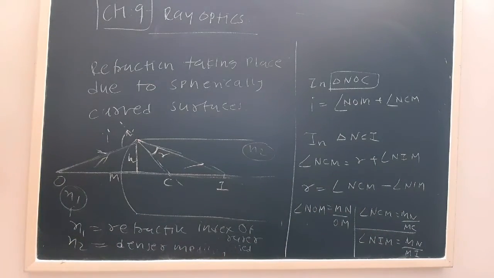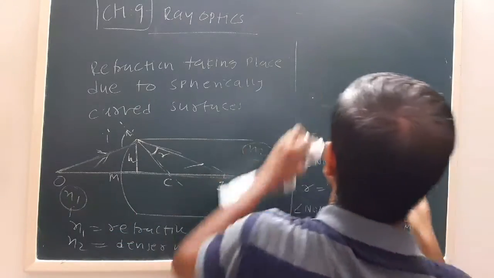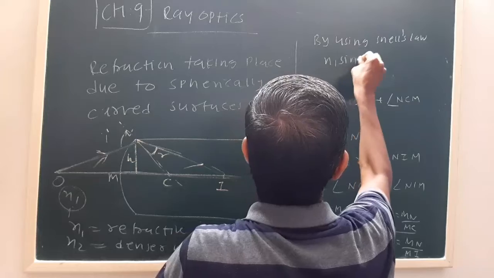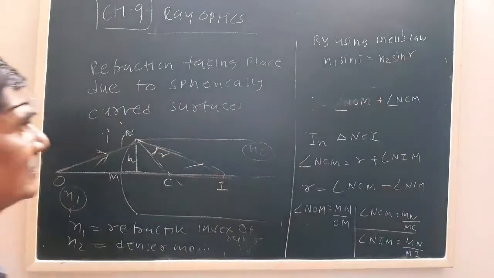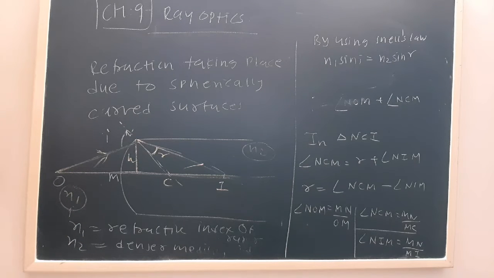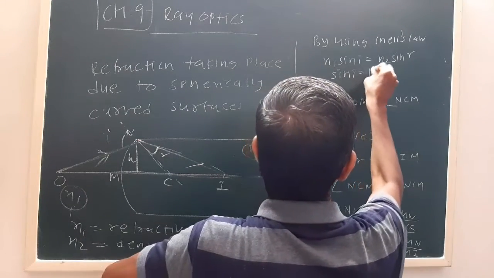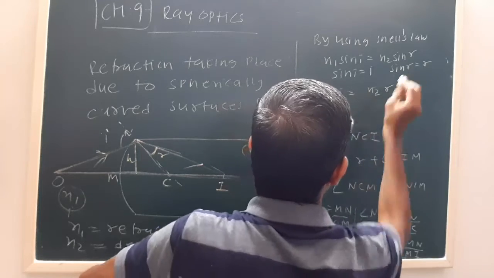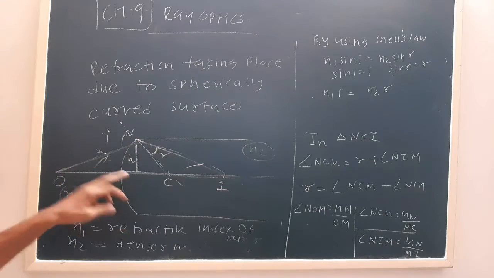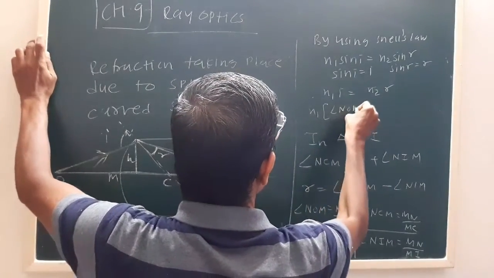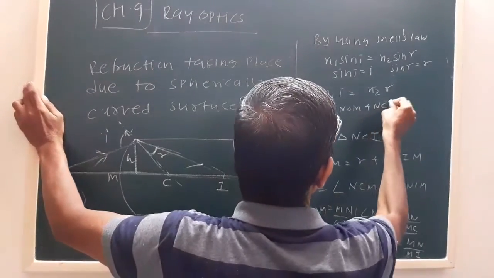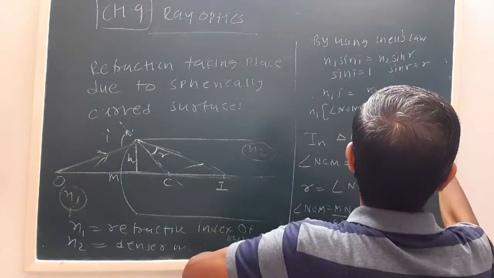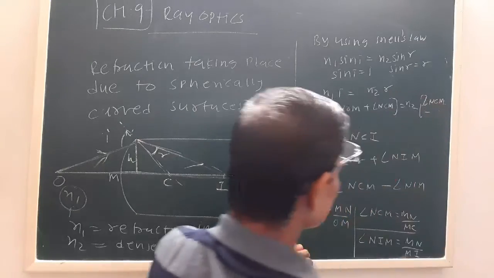Now we use Snell's law: N1 sin I is equal to N2 sin R, where I is the angle of incidence and R is the angle of refraction. When the angle is small, sin I is I and sin R is R. So N1 I is equal to N2 R. Now angle I, as I wrote earlier, is NOM plus NCM, and this should be equal to R. What is R? Angle NCM minus angle NIM.